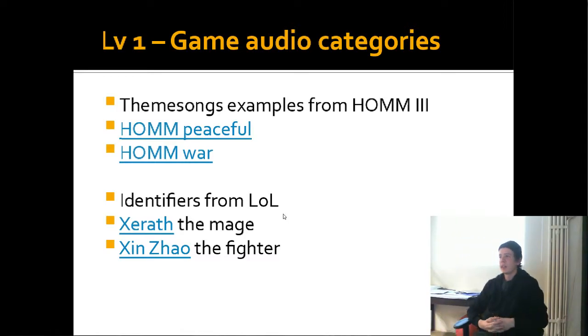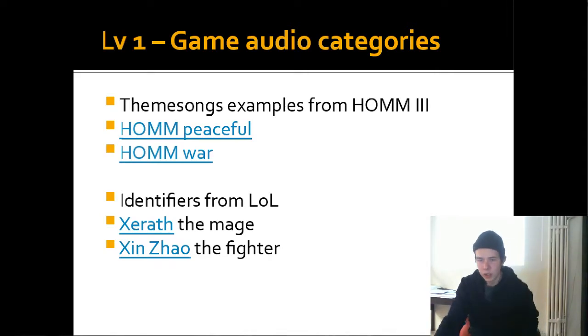Important is that LOL is a very good example of the way to use theme songs to identify the characters. And they do it also in animations in the movies. Every time a specific character enters, there could be a specific theme song even before, to hint that the character will be there soon, or some kind of event will be there.